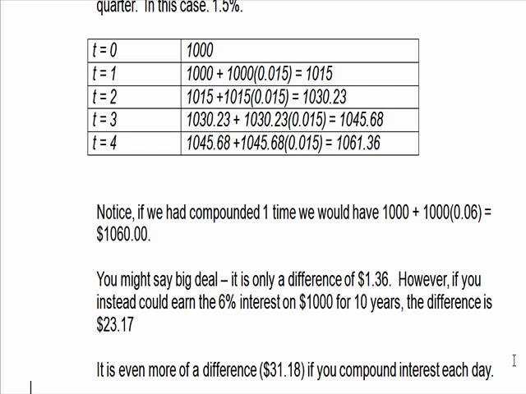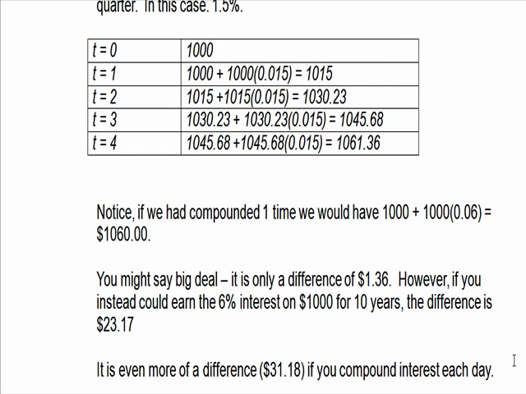At the second quarter, I'd have my previous $1,015 plus its interest, which would be $1,015 multiplied by 0.015, or in other words, $1,030.23. After 3 quarters, I'd have the $1,030.23 plus its interest, which would be $1,030.23, again multiplied by 0.015, which would give me $1,045.68. And after 4 quarters, or 1 year, I'd have my $1,045.68 plus $1,045.68, again multiplied by the interest rate of 0.015, so I'd have $1,061.36.